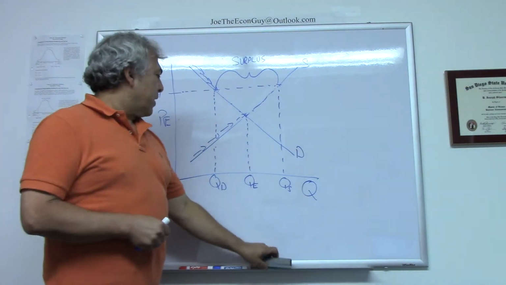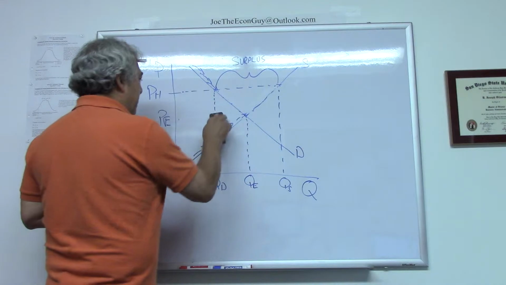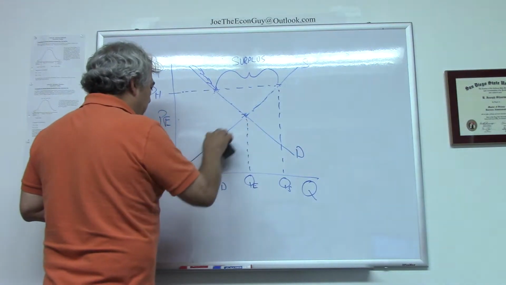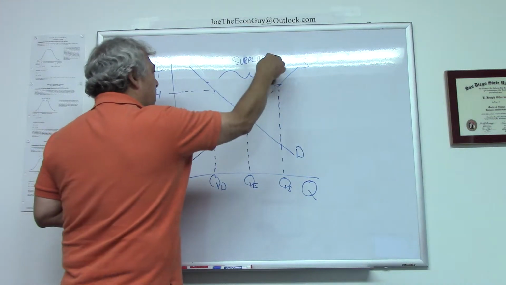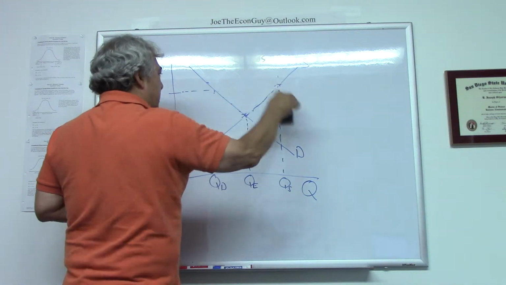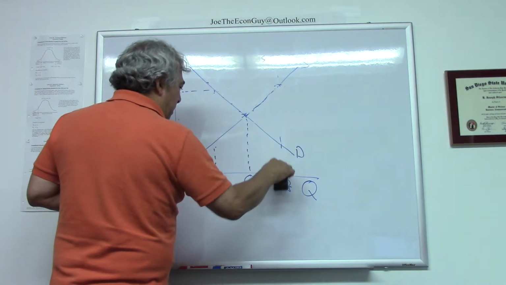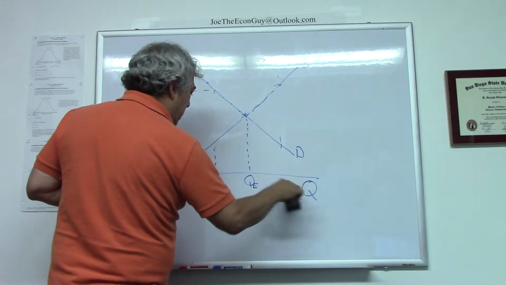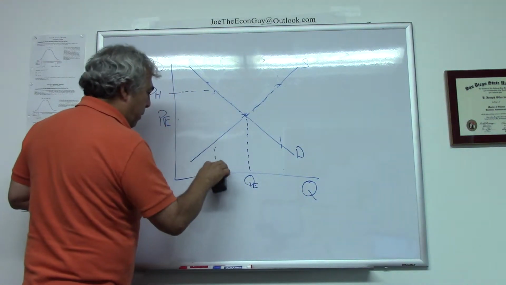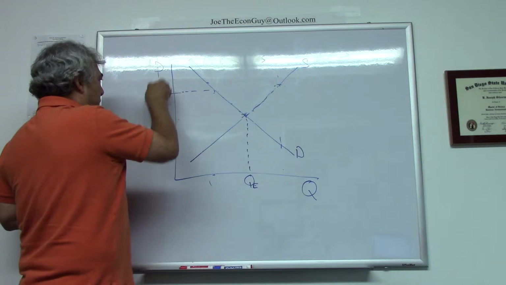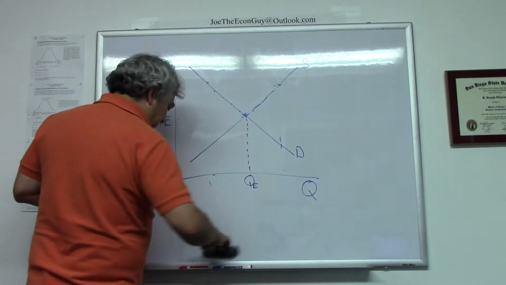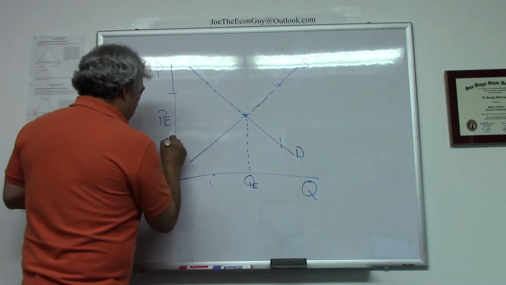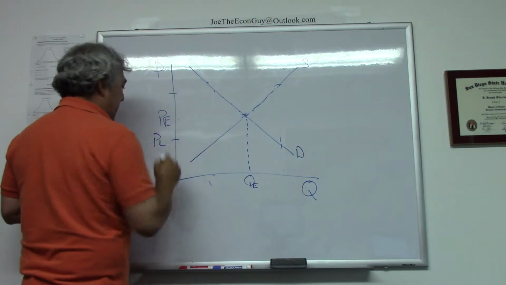Now let's try the other one. Let's talk about what happens when the price is too low in a market. So I'm going to go ahead and get rid of this, clean up the board a little bit, and this time instead of talking about a price being too high, we're going to talk about what happens in a market when the price is too low. So get rid of P high, clean things up a little bit, and now let's imagine that the price instead is over here, it's P low.